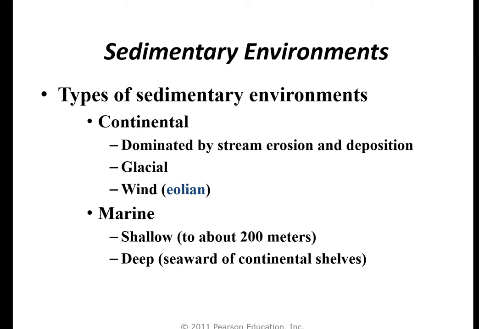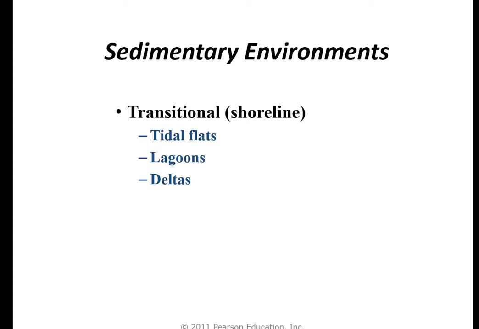Continental environments are dominated by stream erosion and deposition. It could be glacial, where an ice sheet has gone over it, and wind erosion. The environments for marine rocks are shallow, generally up to about 200 meters, 500 feet, deep seaward of continental shelves. Now near a shoreline, we can have a transitional area between the water and the land, and these are tidal flats, lagoons, and deltas, such as the Mississippi Delta down near New Orleans.